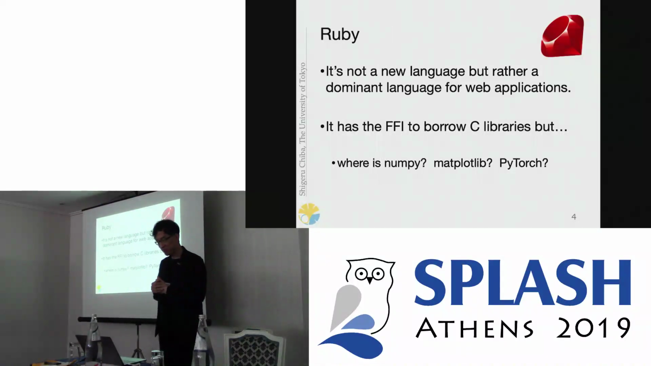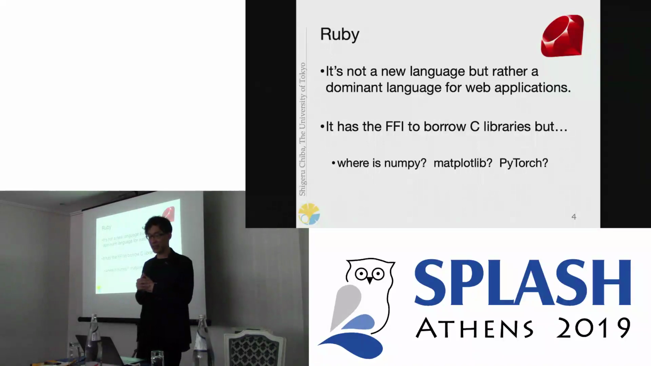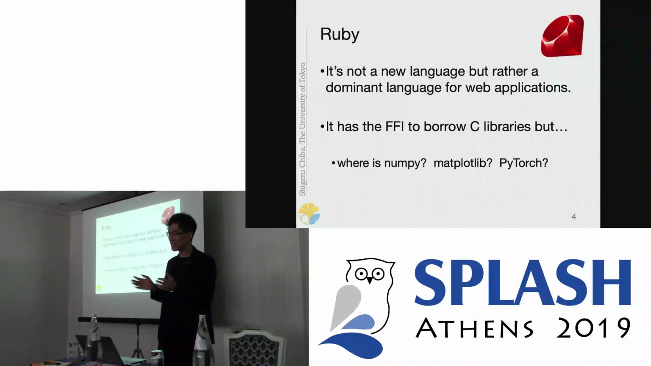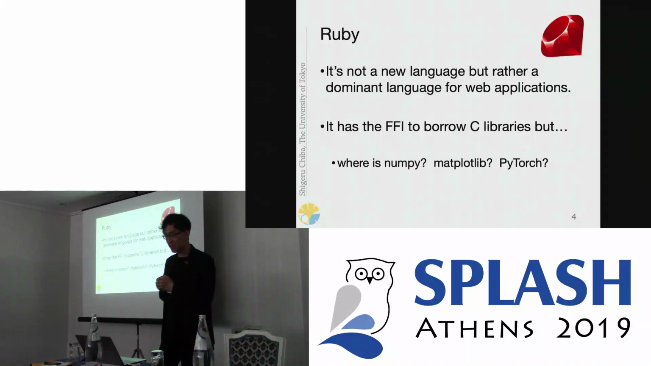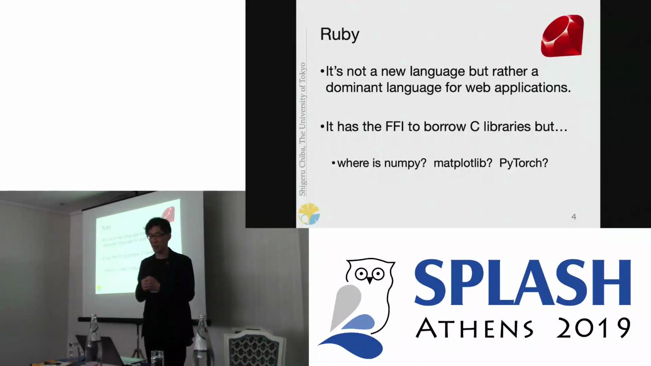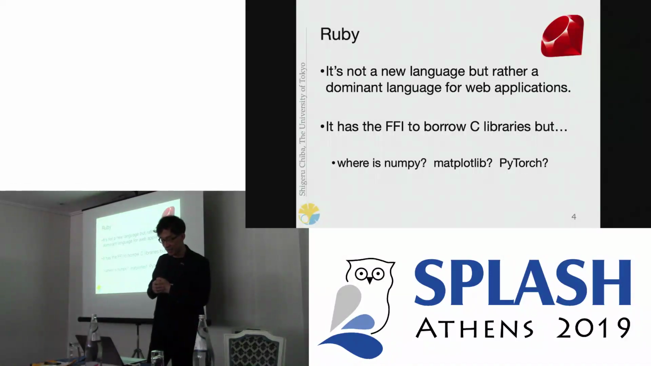So Ruby. Ruby is not a new language. It's 20, 30 years old. And it's still a dominant language for the web applications domain. Ruby has the FFI to borrow C libraries, like regular expressions and sockets and TCP/IP and everything.